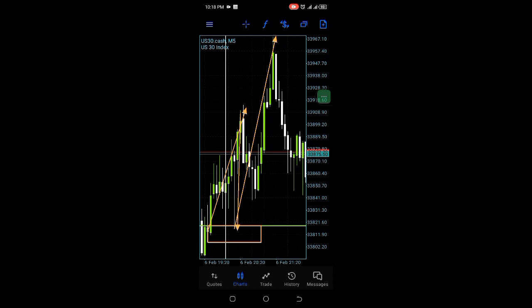So that's the breakdown for the trade we took today, Monday, February 2023, on US30. Nice. I hope you understand this. So simple, guys, so simple.